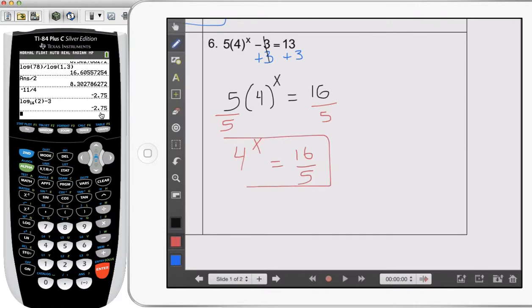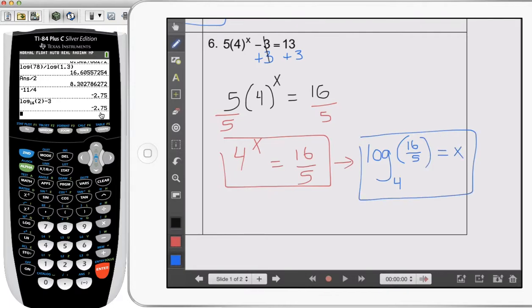Now this is something I can change to a log form, okay? As you can see, the exponent is x, so I need to change it to log to find the x. Now the base is 4, and the argument is 16 over 5, and this is going to be equal to x, okay? This is how you change it. So remember, you are only able to change to a log form if your exponential part, the one with the power x, is isolated.